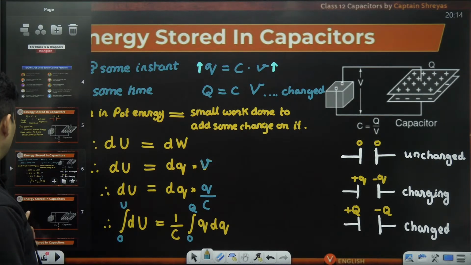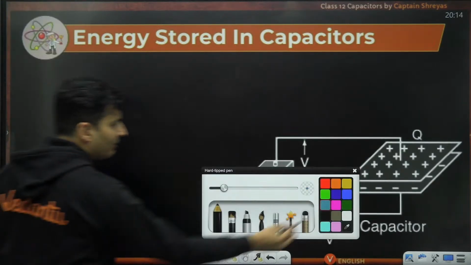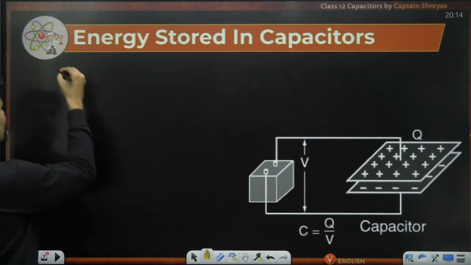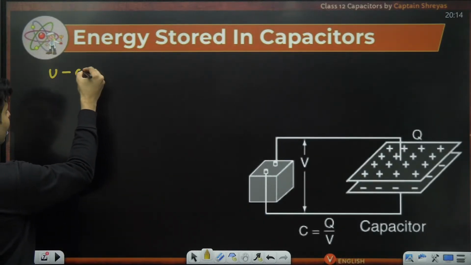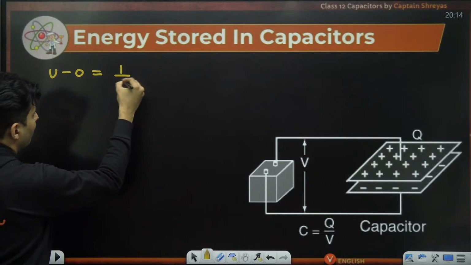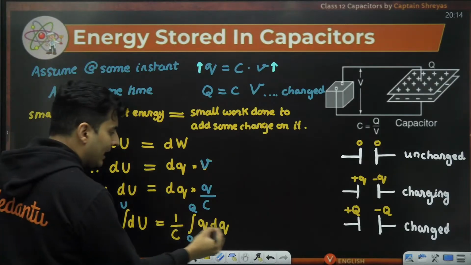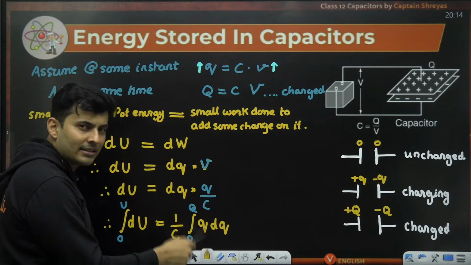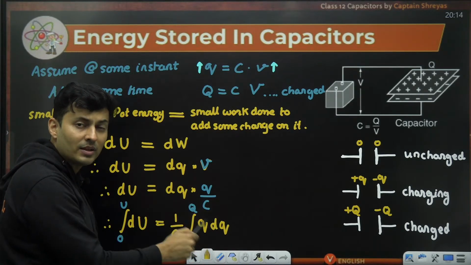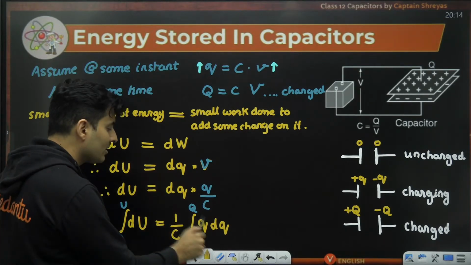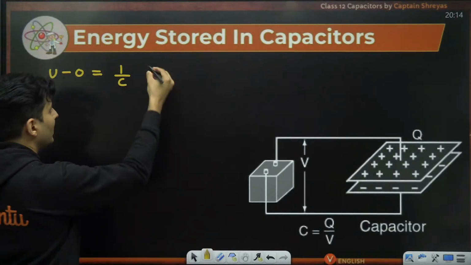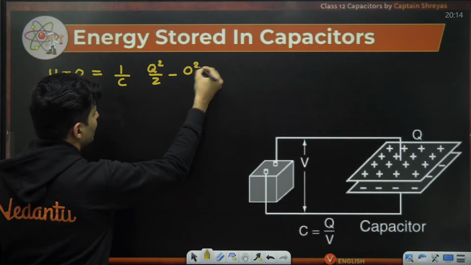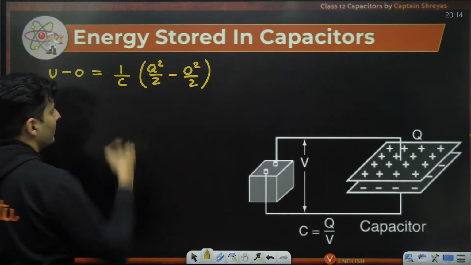So what happens when you do the integration? Let's have a look at it carefully. On the left hand side, it will be U only. Upper limit minus lower limit, 1 by C as it is. Integration of x dx, x raised to 1 dx, will be x raised to 1 plus 1 by 1 plus 1, which is x square by 2. So this will be q square by 2. That means I should put capital Q square by 2 minus 0 square by 2 over here.